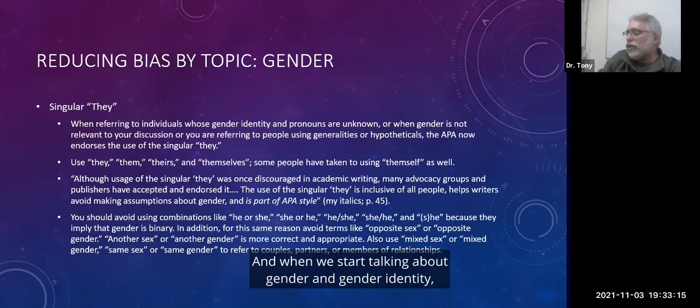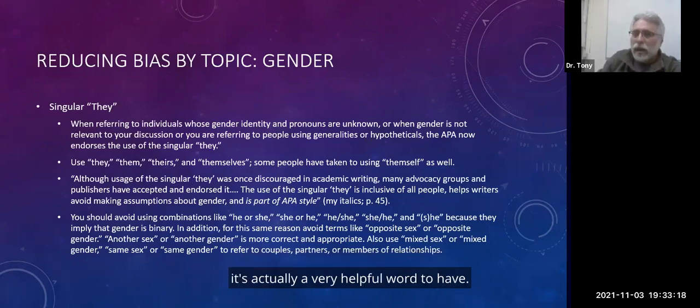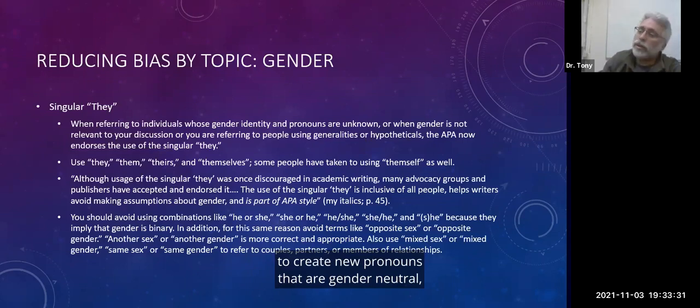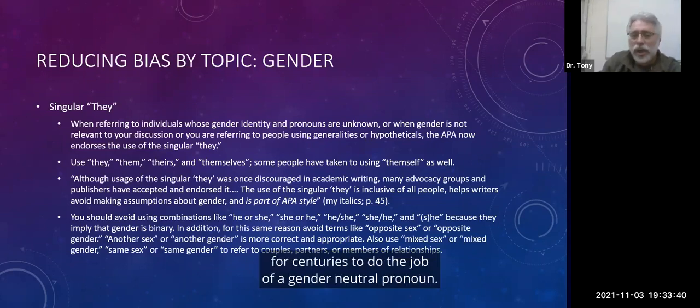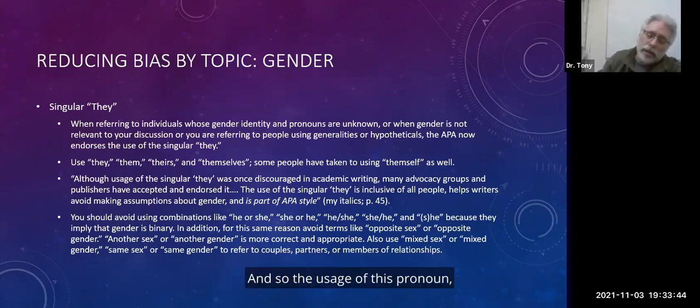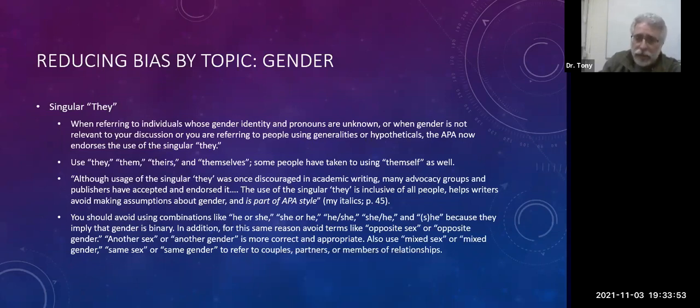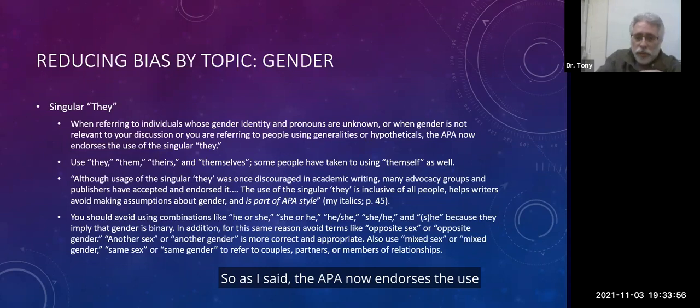And when we start talking about gender and gender identity, it's actually a very helpful word to have. The reason being that English does not have gender neutral pronouns. So rather than create new ones, and there have been efforts to create new pronouns that are gender neutral, but they haven't really caught on very much, we have this word that we've been using, as I said, for centuries, to do the job of a gender neutral pronoun. And so the usage of this pronoun they to refer to singular nouns has become, as I said, widely accepted, almost universally accepted. So, as I said, the APA now endorses the use of the singular they.